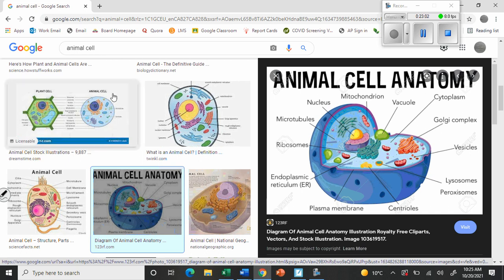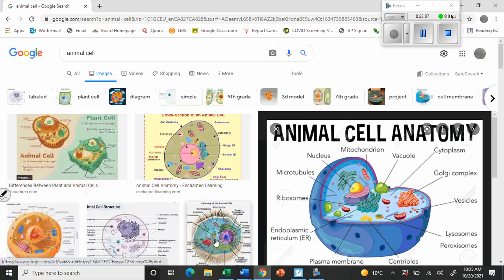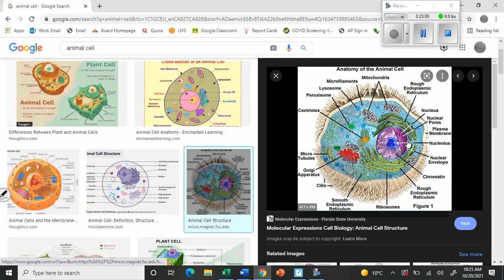If I go to another picture here that I saw, this one looks even better in terms of 3D. You can kind of see how complicated it is. On our picture, it looks like there's lots of empty space in there, but there isn't. It's pretty packed. There's the fluid everywhere. You can see the endoplasmic reticulum winding all around, and there's all the different things that are packed into the cell.